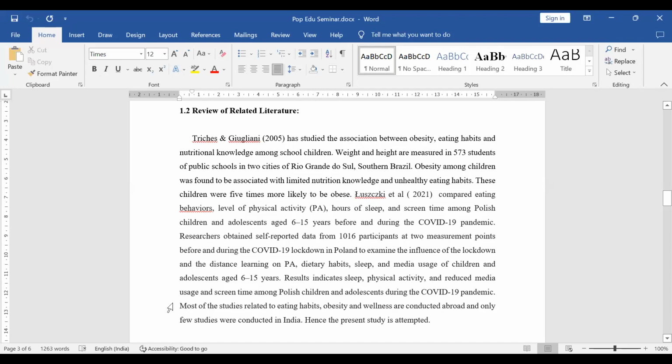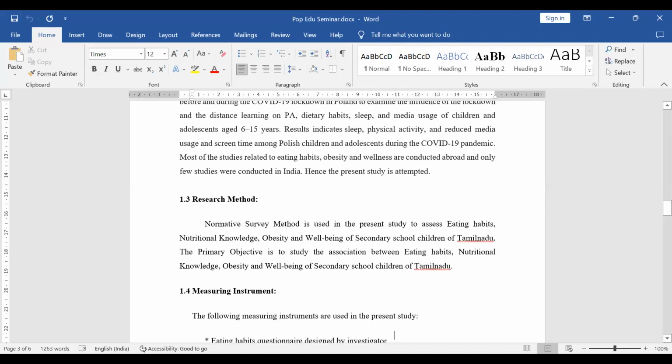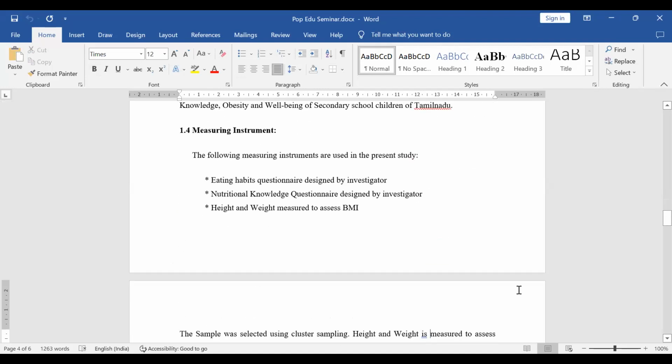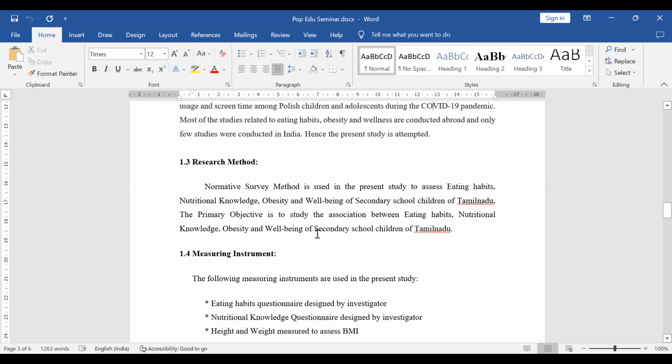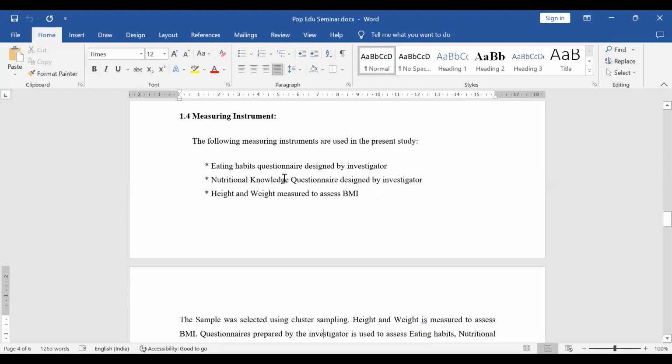You see, most of the studies related to eating habits, obesity, and wellness are conducted abroad, and only a few studies are conducted in India. Hence, the present study is attempted. A small conclusion for the review. Likewise, research method: normative survey method, primary, same thing. What are the measuring instruments used? Eating habits questionnaire, nutrition knowledge questionnaire, height and weight.